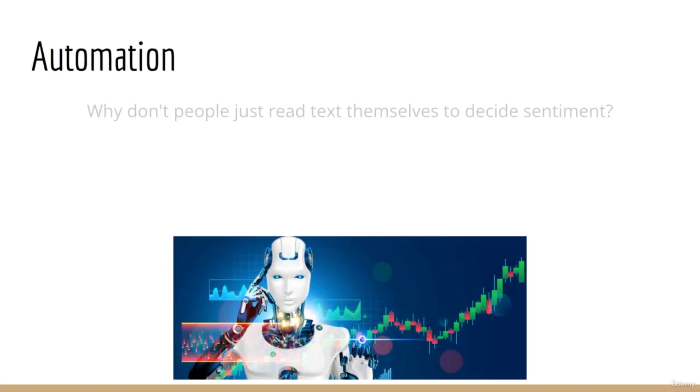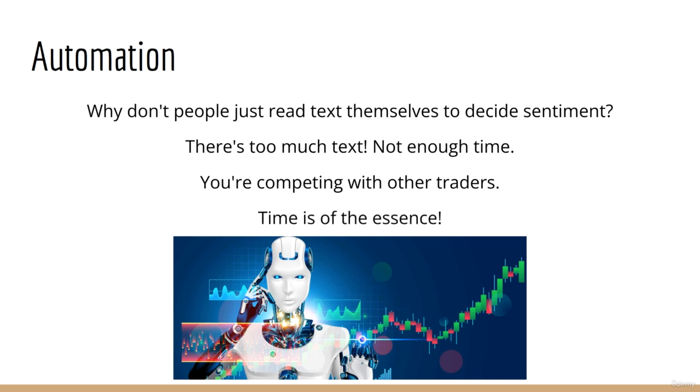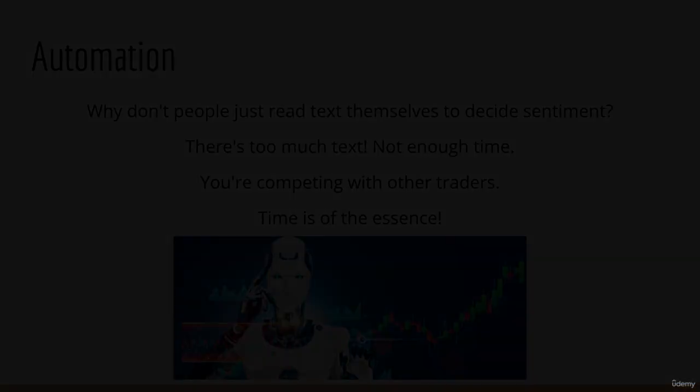Now you might wonder, why don't people just read the text themselves? And this is a good opportunity to consider the concept of automation. There is so much text in the world that you simply do not have time to read everything. Furthermore, if you're a stock trader, keep in mind that you are competing with other stock traders, and those who act more quickly will benefit the most. And so if you are not automating, but your competition is, then you risk being not fast enough.